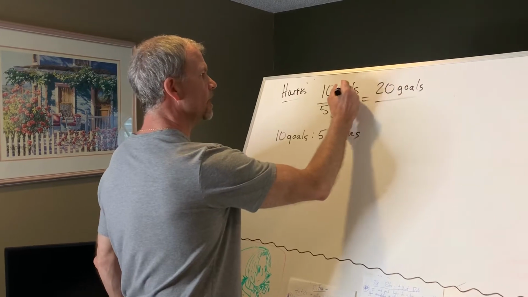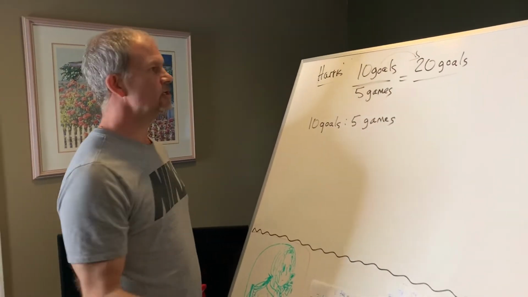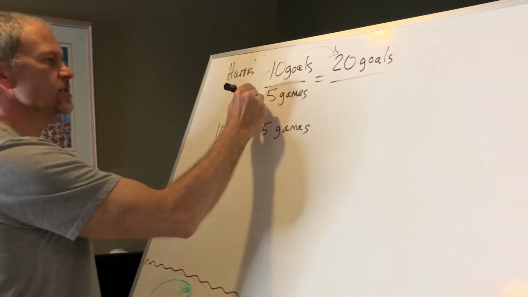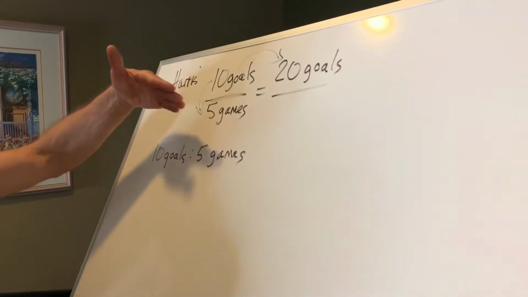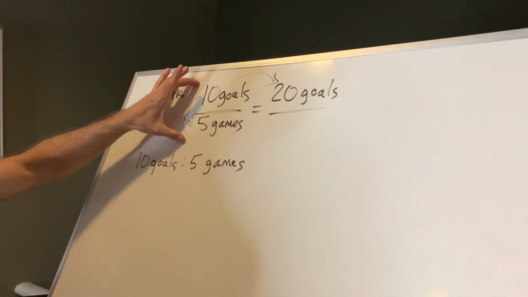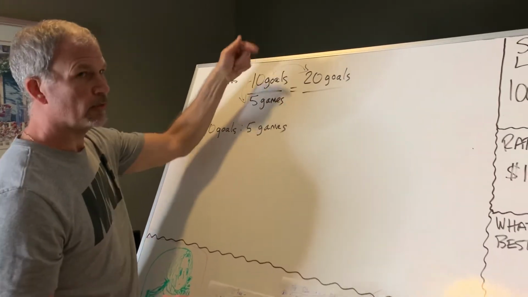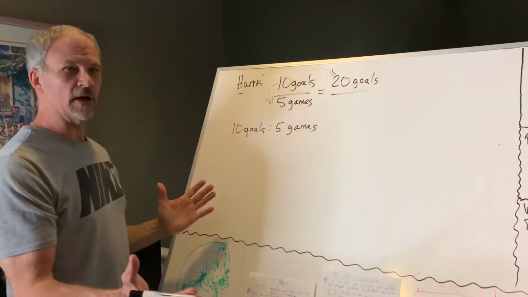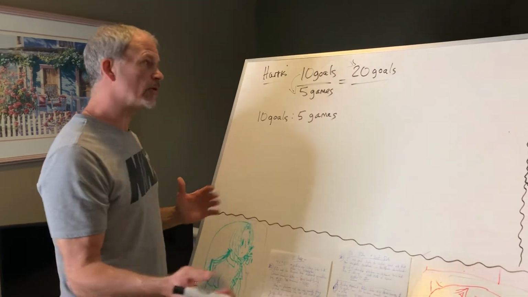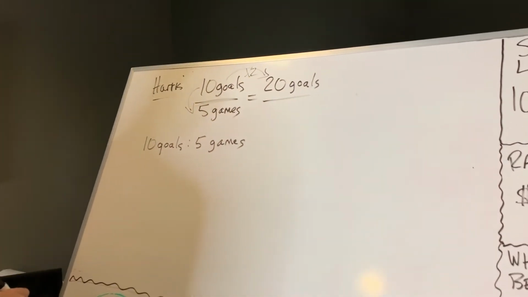Either look this way, how does 10 become 20? That's pretty easy. Or look this way, how does 10 become 5? Even though you're talking about goals and games, you're still dealing with a number relationship. 10 becomes 5, dividing it in half. 10 becomes 20, multiplying it by 2. You pick. I don't care. It doesn't matter. Whatever works for you, right? So times 2 to me is the easiest one to see.